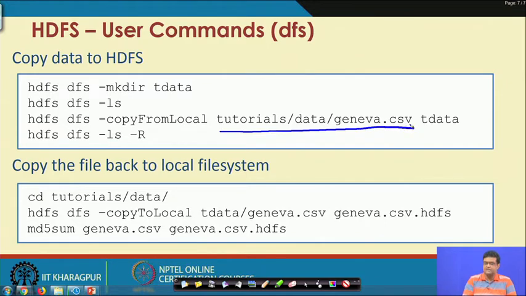tutorials data geneva.csv, then you can use the copyFromLocal command, and you can give the name of the directory into which you want to copy. This directory should exist. So, you have already created this directory, and now you can copy the data there. And similarly, once you are done with all the processing, you may want to copy the data from the distributed file system back to the local file system, and for this you can use the copyToLocal command.